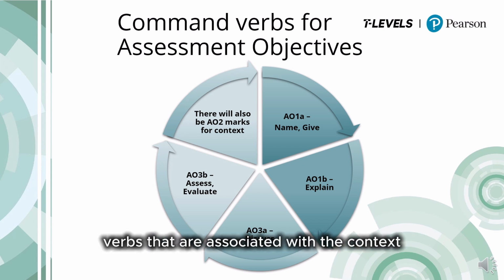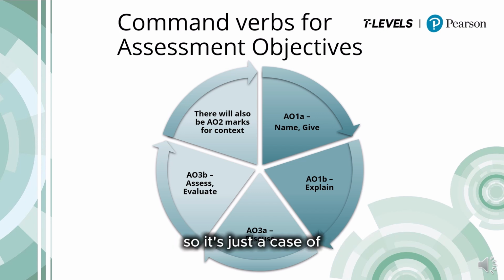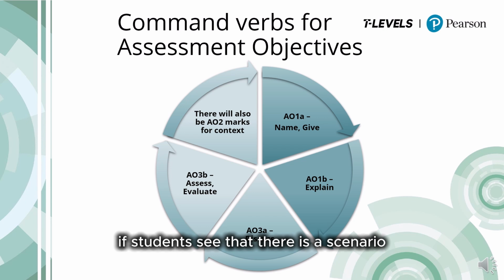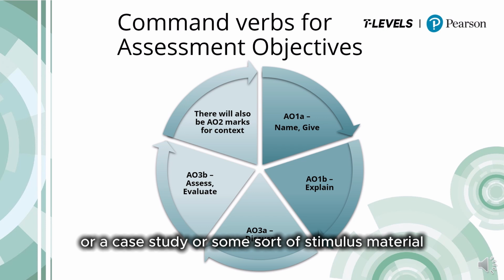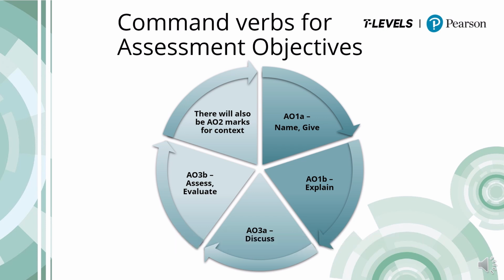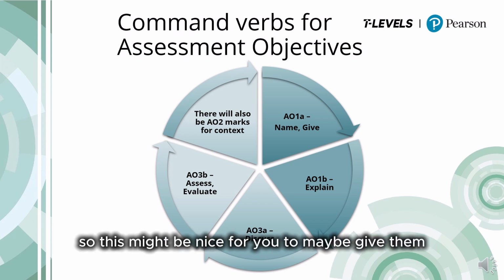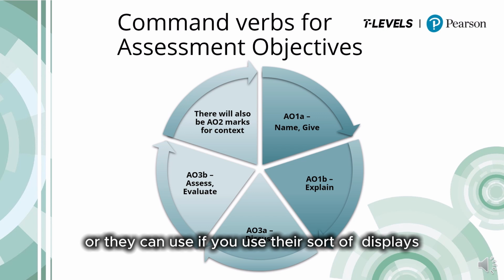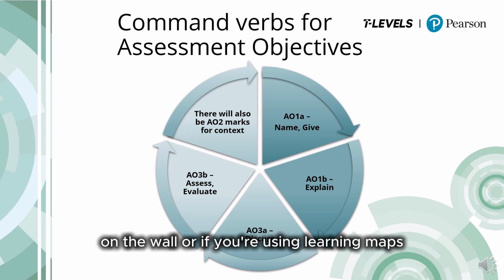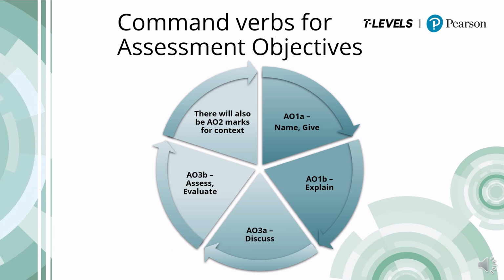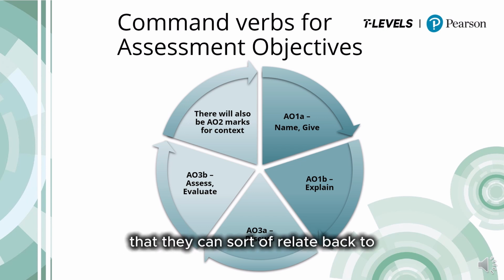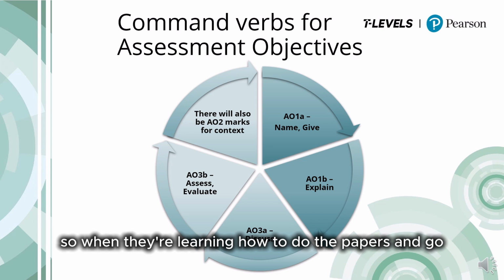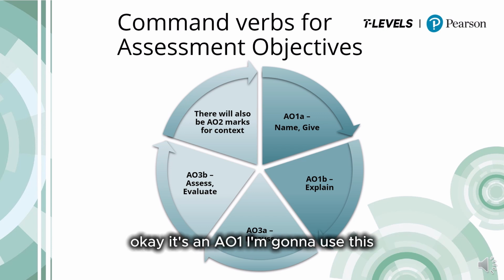There are no command verbs that are associated with the context. So it's just a case of if students see that there is a scenario or a case study or some sort of stimulus material over and above the question, then they can safely assume that there are likely to be AO2 marks that are available for them. So this might be nice for you to maybe give them, or they can use, if you use the sort of displays on the wall, or if you're using learning maps or any of those sorts of techniques, because it's something quick and easy that they can sort of relate back to. So when they're learning how to do the papers, they go, okay, it's an AO1, I'm going to use this.